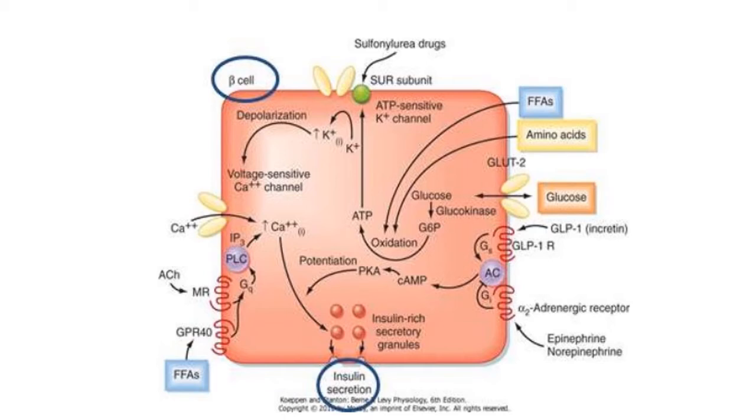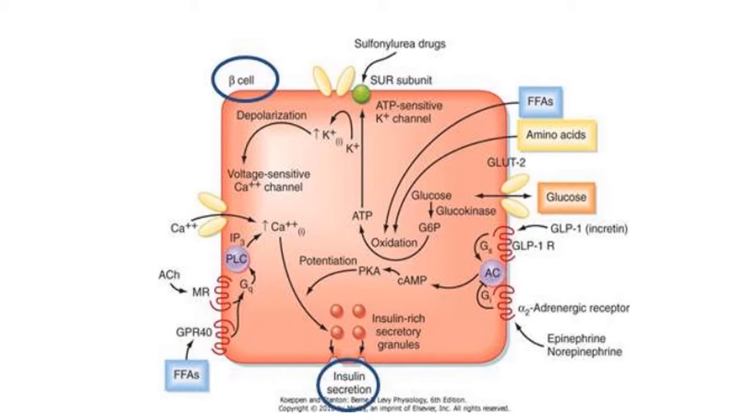Similarly, these are the sulfonylurea drugs that act on the sulfonylurea receptor, and the sulfonylureas inhibit the efflux of potassium, which leads to depolarization, which leads to opening of the voltage gated calcium channels. There will be entry of calcium, and this calcium causes the release of insulin from the preformed insulin secretory granules.